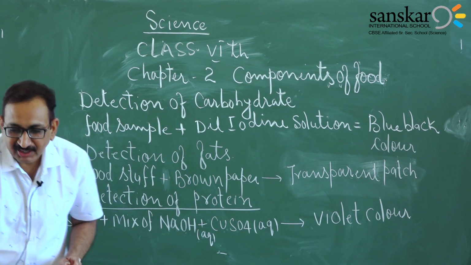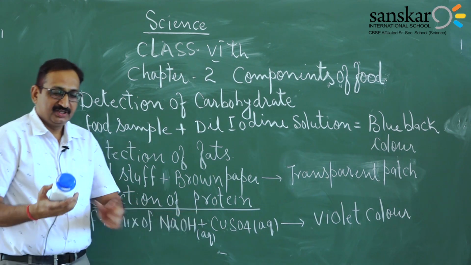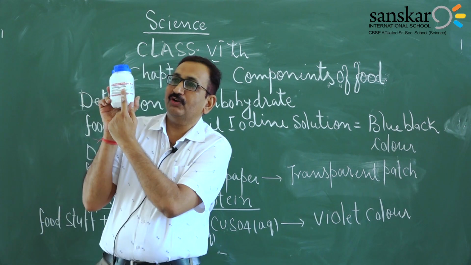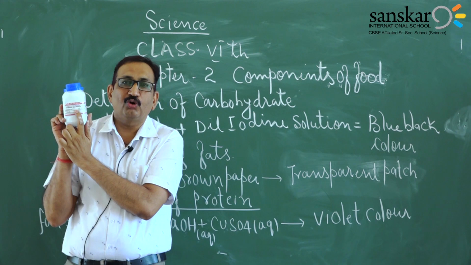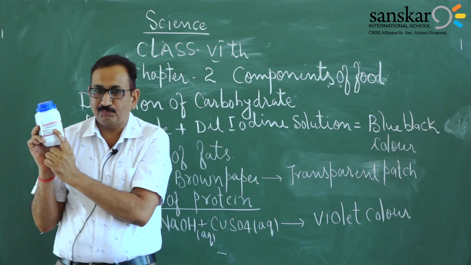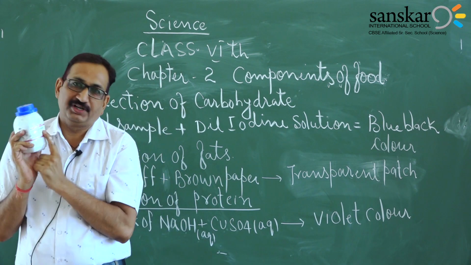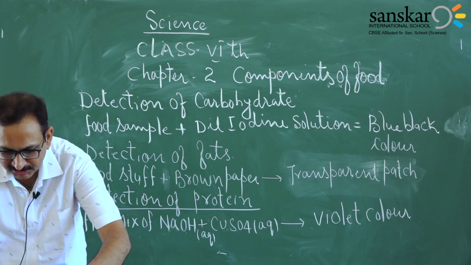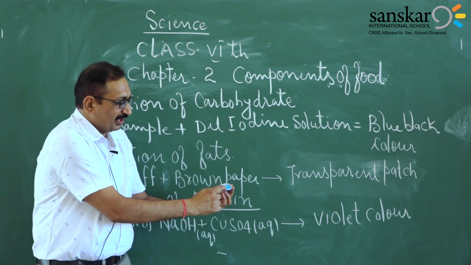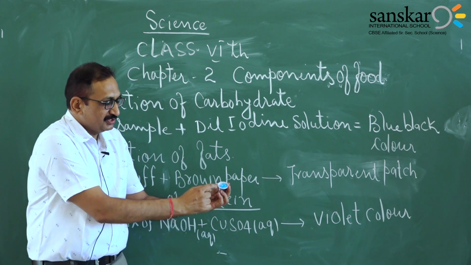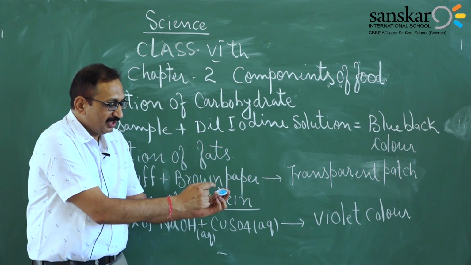And second, I need copper sulfate. So here you just see, this is the copper sulfate. In this container I have copper sulfate. Actually, this copper sulfate is in solid form, students. How does it look? It looks like this. You just see what kind of color. These are blue crystals.